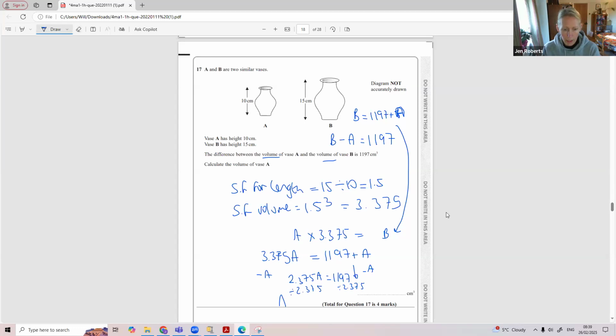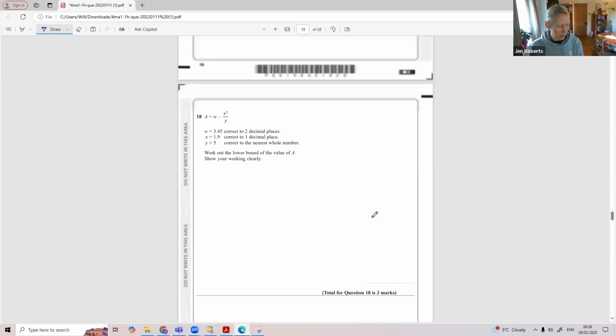Which gives you A is 504. That's your volume of the smaller vase. Upper bounds, lower bounds. Right, it's probably best to put in again, even if you don't get the full question correct. Let's get in our lower bounds and upper bounds for each one.